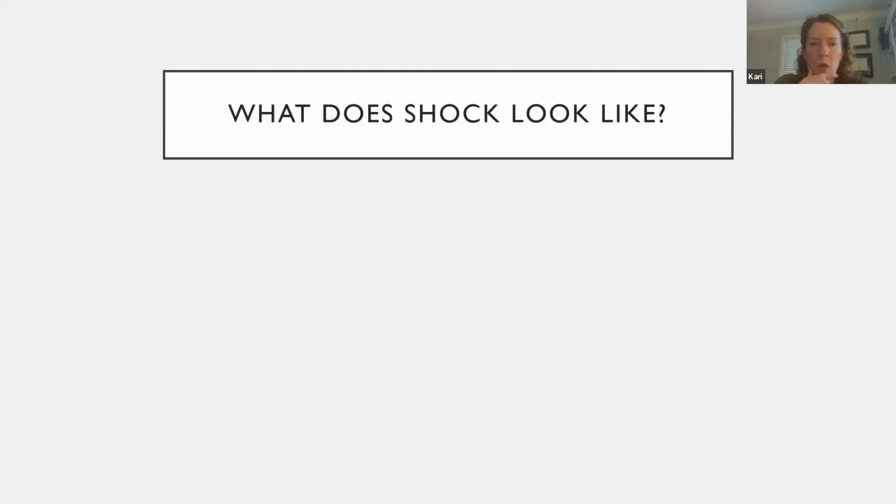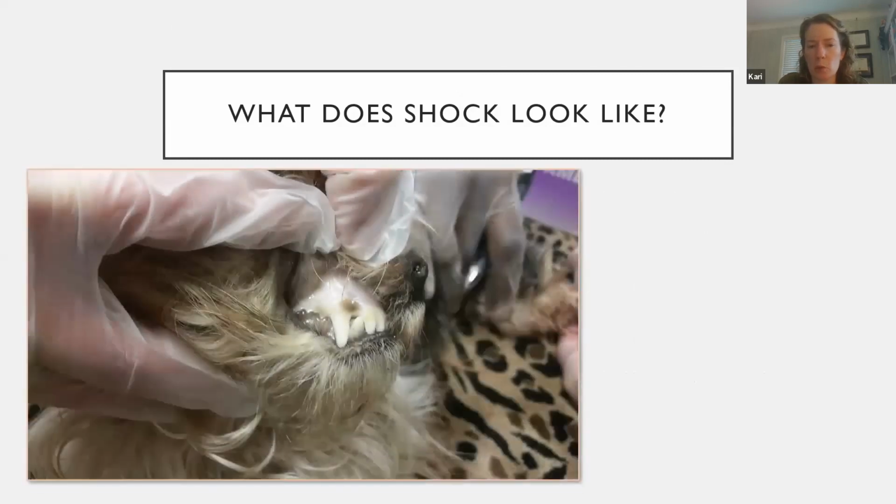Just to reiterate what shock looks like for many of our patients, this would be a typical patient who we see present with hypovolemic shock, right? Their gums are really pale. We probably can't even get a CRT in this patient. Their pulses are poor. He's probably tachycardic. He looks like he's pretty mentally dull.